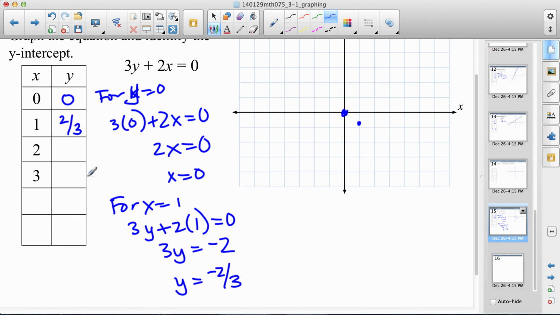And again, you can keep going. It's the same game with any of these. You plug in a number and then solve for the other letter. Make sure you put that in here for your ordered pair, and then go from there.